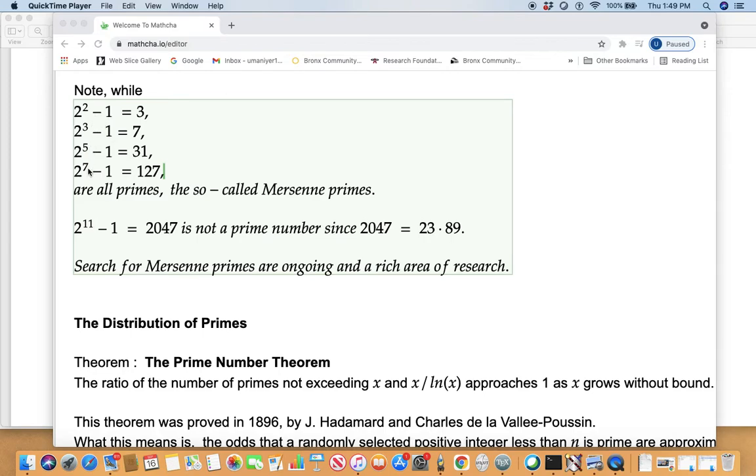But if you continue, the next prime after 7 is 11. 2 to the 11 minus 1 is not a prime. So, are there any more Mersenne primes? Well, the search for Mersenne primes is an ongoing and a rich area of research. Okay?